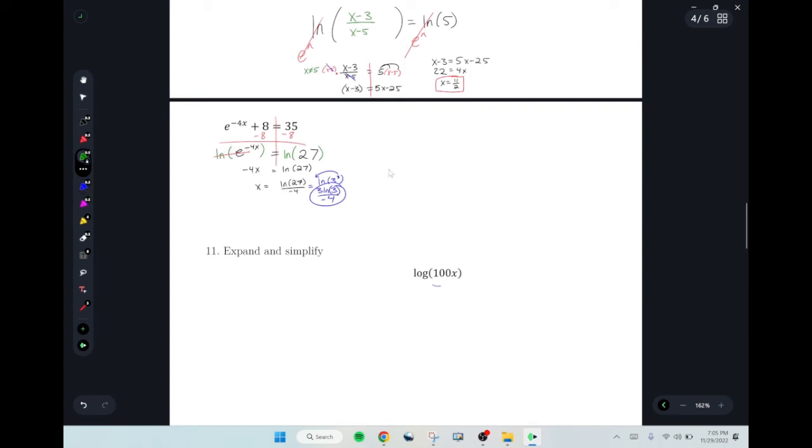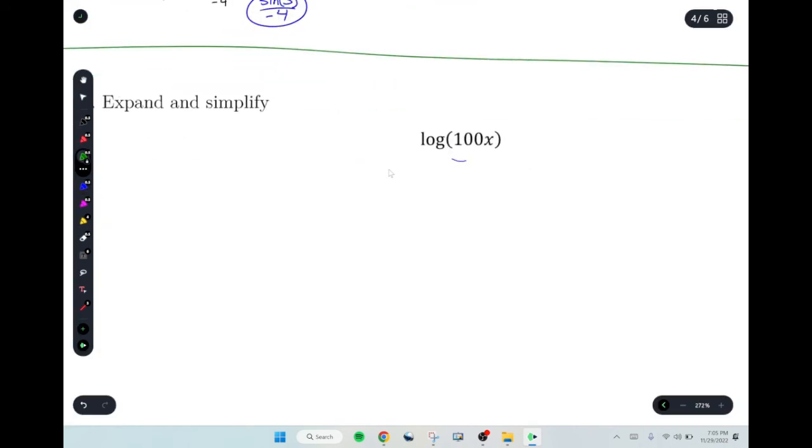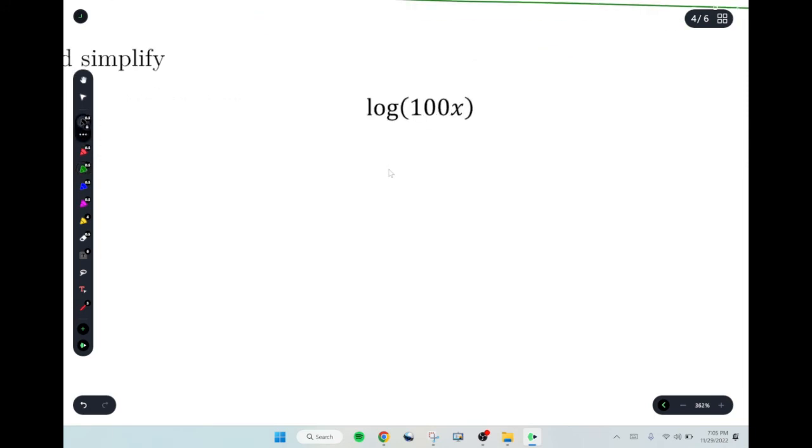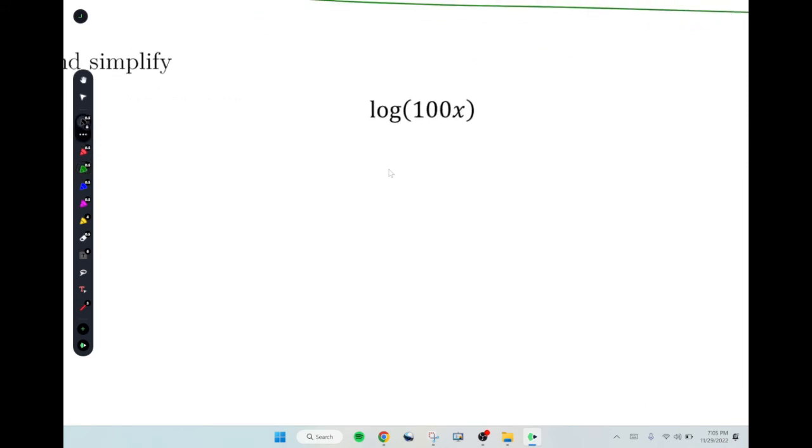What rule of the 3 rules we have talked about like 3 times today applies to number 11? Anybody but you, really. What rule? We learned those 3 rules. What rule applies? Which is the multiplication turns into addition? Yes. So log of 100 plus log of x.